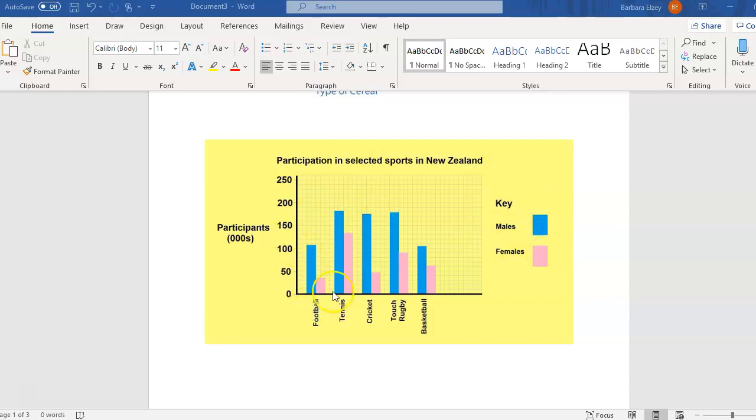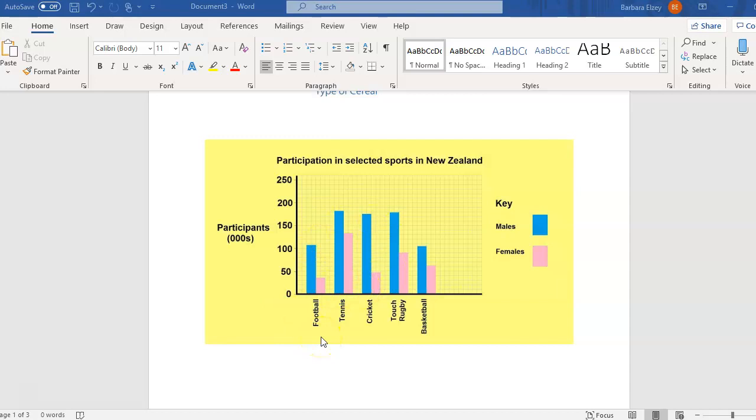Now, notice with the bar graphs, our bars are always separated from one another, unlike our histogram. And in this instance, we can see that if we look at football, it appears to be about 110,000, according to this over here, males who participated in football, as compared to, looks like perhaps 40,000 females, according to this bar chart.